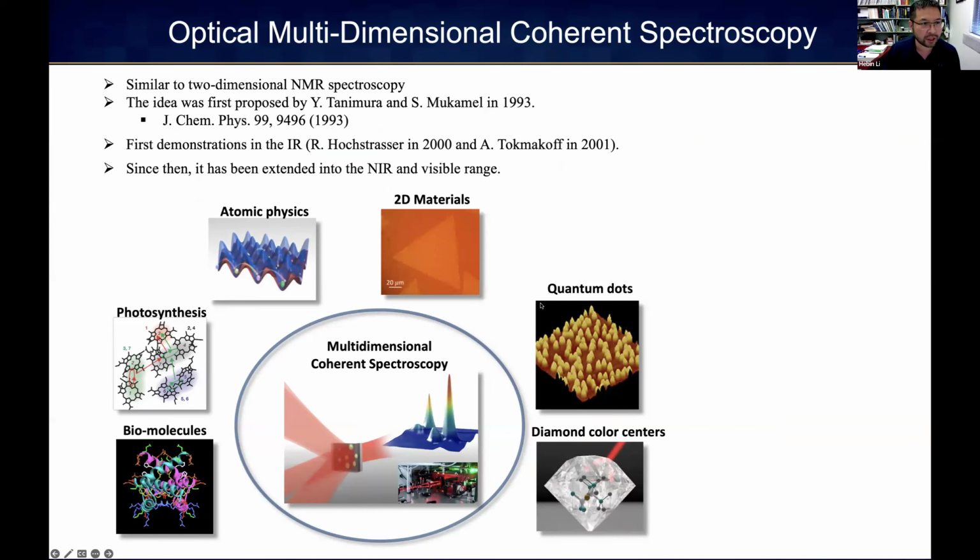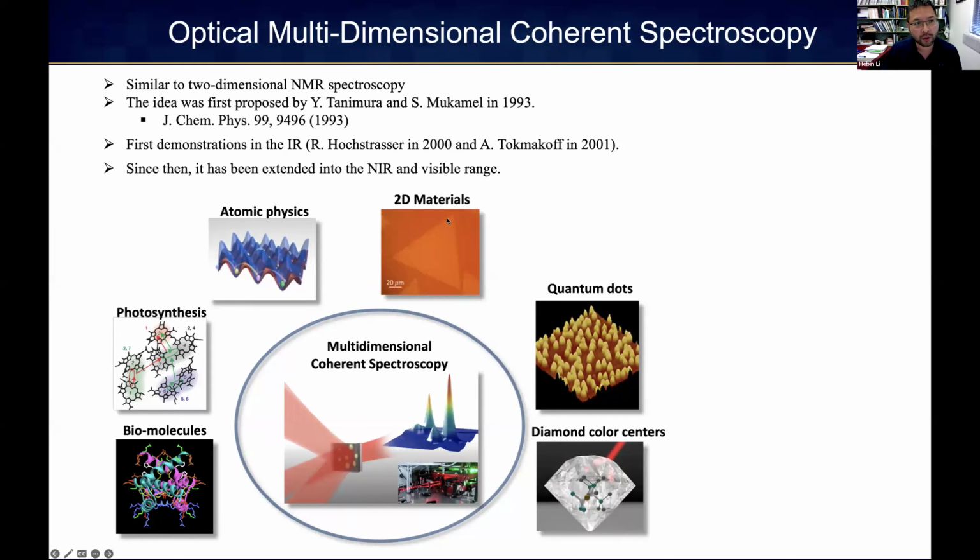The idea is similar in optical multidimensional coherent spectroscopy. Tanimura and Mukamel proposed in the 1990s that we can actually use optical pulses to do this experiment, similar to NMR.